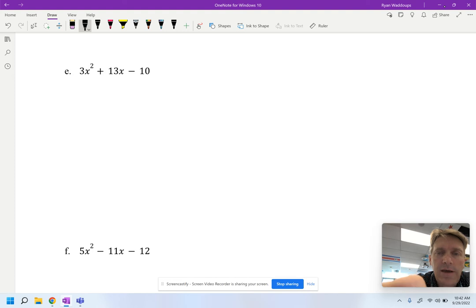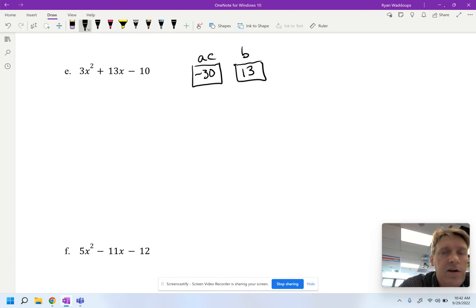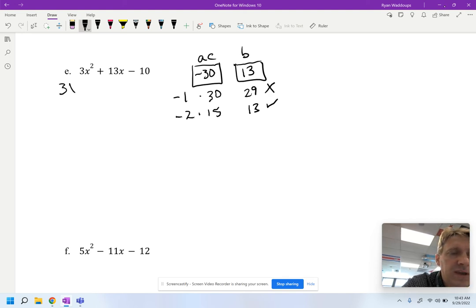Okay, welcome back. AC is 3 times negative 10, so that's negative 30. And B is a positive 13, so our larger absolute value will be positive. So I'm going to put 1 times 30 and make the negative on the 1. That would combine to give us 29. They subtract. And no, that's not it. Negative 2 times 15 would be negative 30. Negative 2 plus 15 is 13. Excellent. We got it.